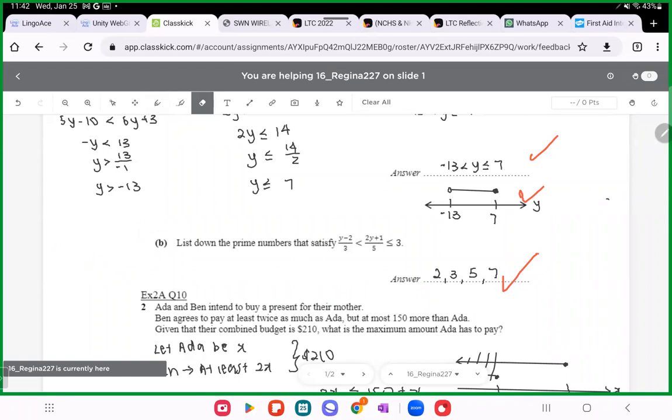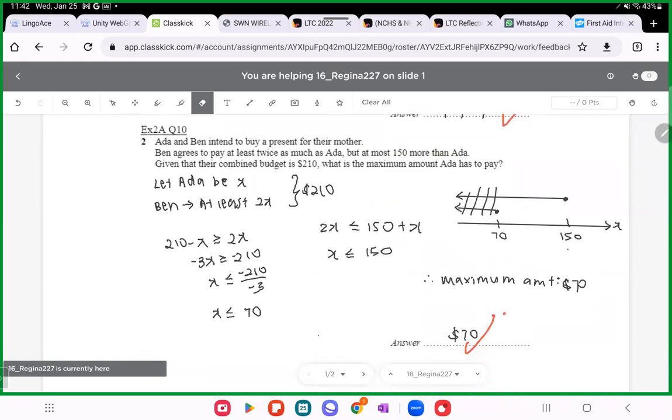No, but factors are always positive. Usually we don't do negative factors, right? List the factors of 41, 42, 24, nobody does negative ones. Okay, the smallest prime number is 2. Is 1 a prime number? No. 2 is the smallest prime number. Okay, last one, this one.